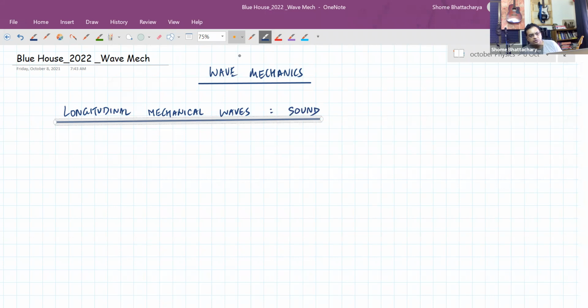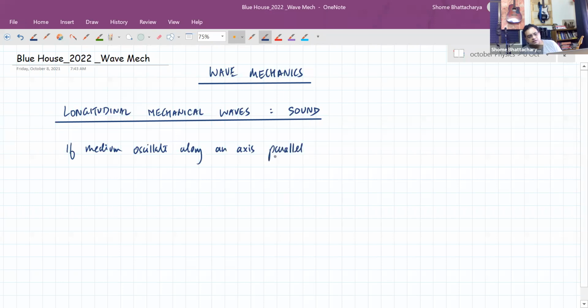So the definition of longitudinal waves we have seen before, that if medium particles oscillate along an axis, parallel to the direction of propagation, in a mechanical wave, then it is called a longitudinal mechanical wave.